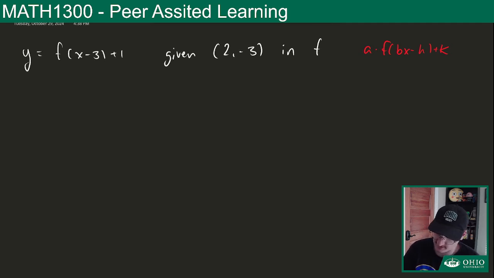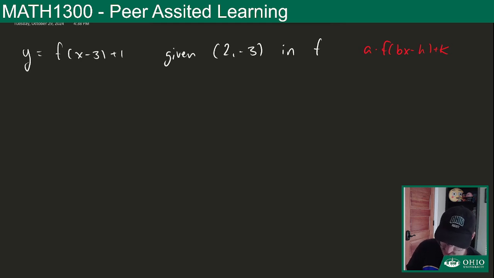So what we're provided with is we are told that we have this point (2, -3) on the function f, and we want to find out where that point ends up on this new function that I have to find over here. So the way we're going to do that is we want to identify with our function right here what our values of h, b, k, a are. I think I said all of this correctly. We want to identify all of those values.